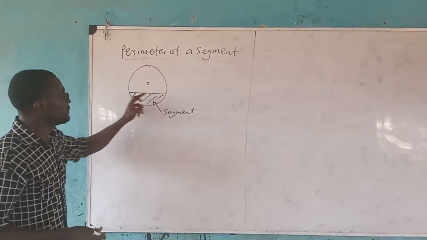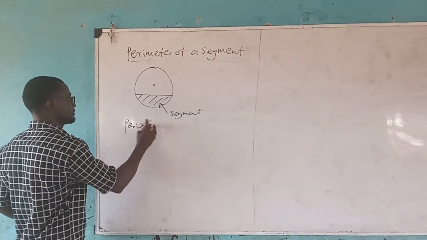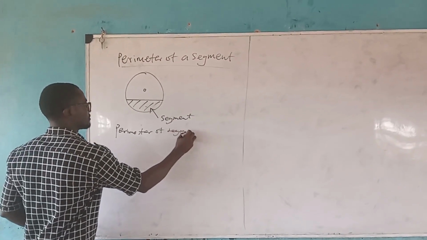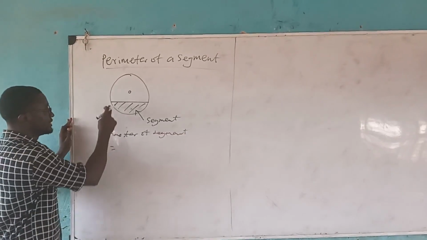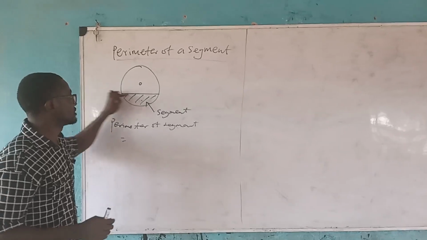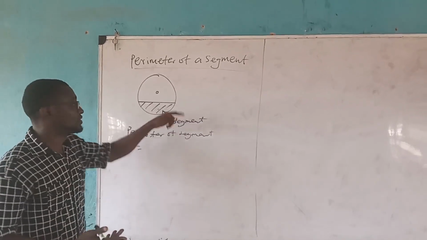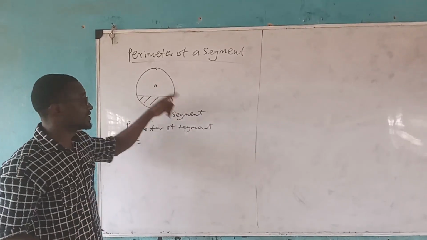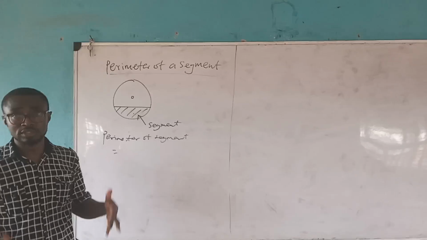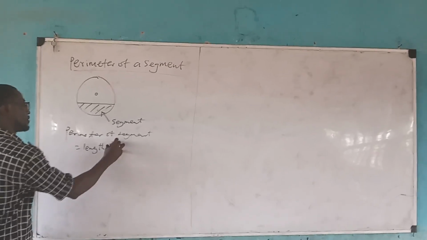To find the perimeter of this segment, simply have perimeter of segment equal to what? What you are seeing here is called a chord. Any line that cuts a circle into two unequal parts is known as a chord, provided that it does not pass through the center of the circle. If it has passed through the center, it would have become a diameter.